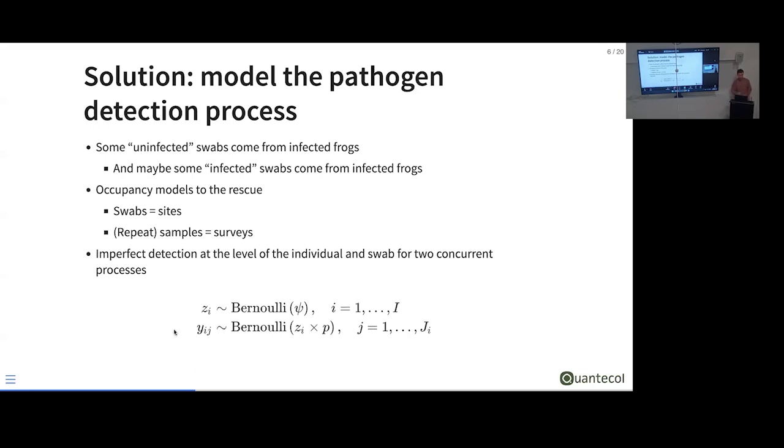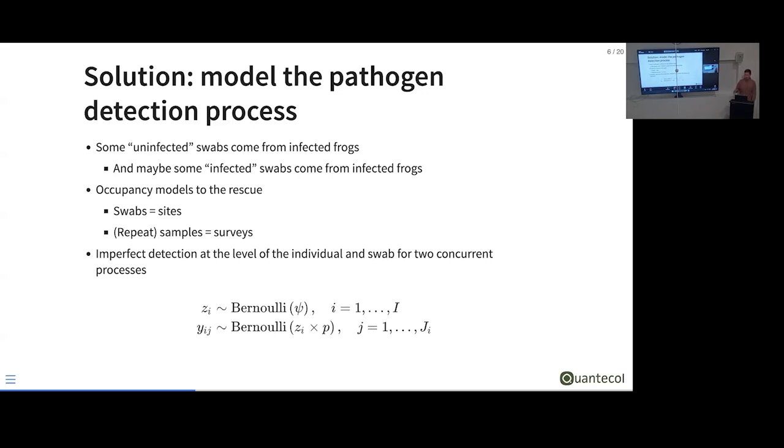And then Y are our repeat samples, and they are positive with a detection probability P, given that Z equals 1. So if you're not infected, you can't get a positive swab. So this ignores false positives. But if you are infected, you can still get negative swabs. So what this meant is that we basically needed to collect multiple swabs from the same individual.